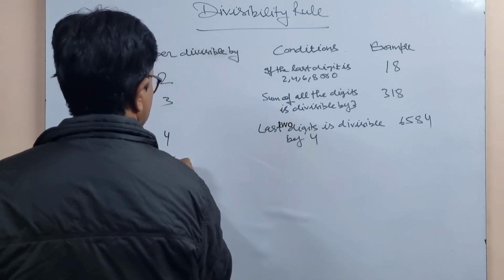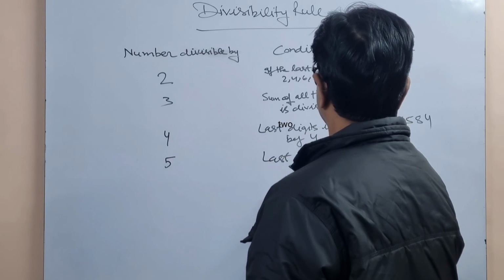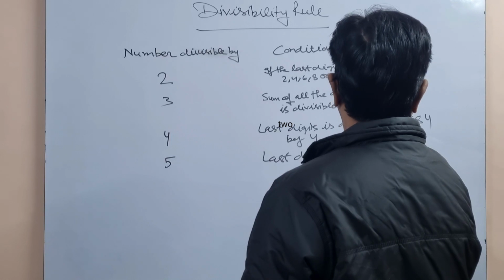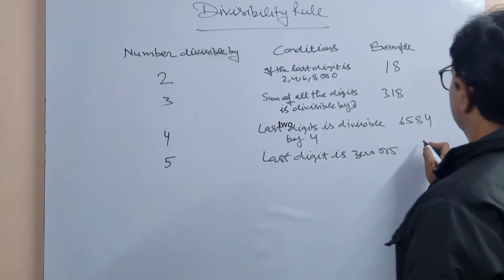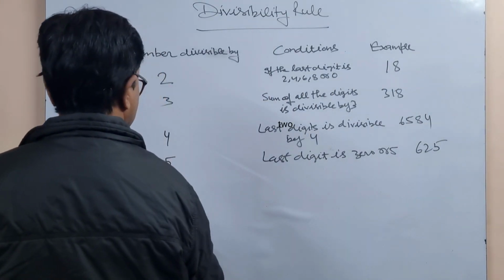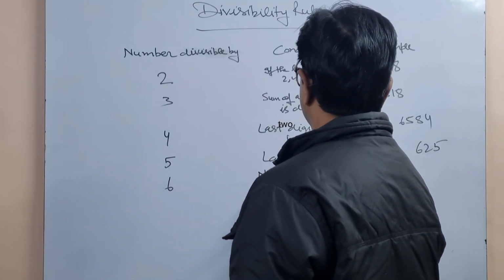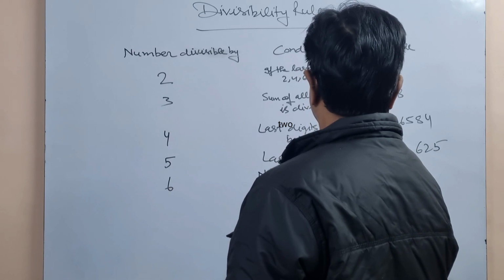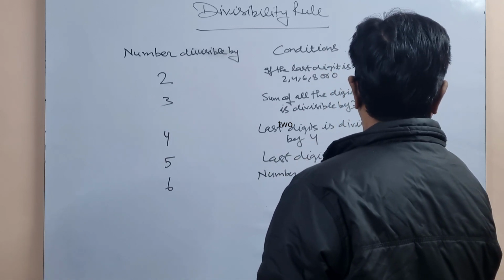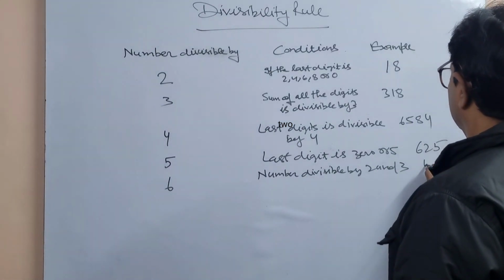5. If the last digit is 0 or 5. For example, 625. 6. If the number is divisible by 2 and 3. For example, 48.